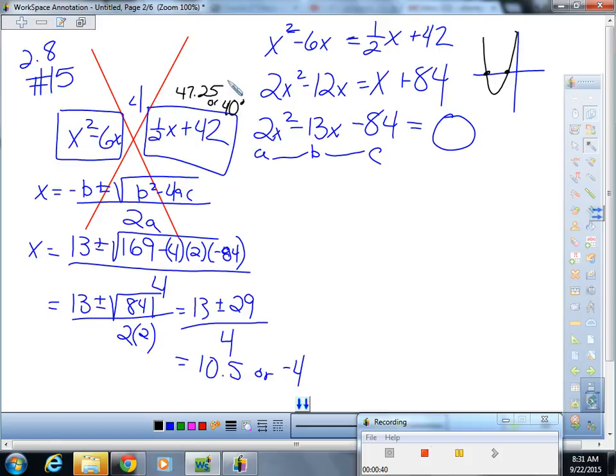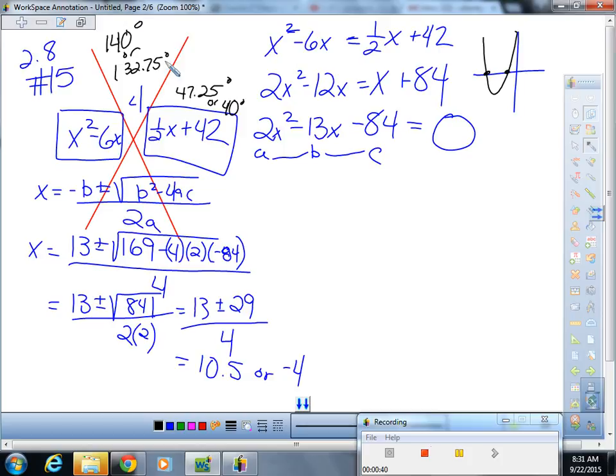So both those work, but that's not what we're asking for. We're asking for angle 1. So you got to subtract those from 180, and you get 140 degrees or 132.75 degrees. Okay?